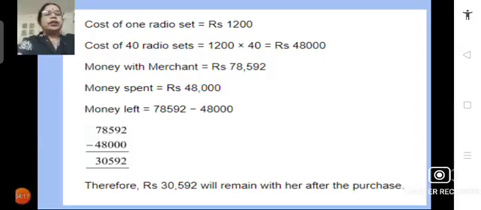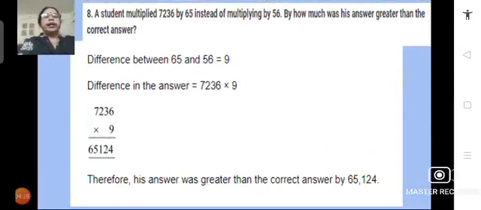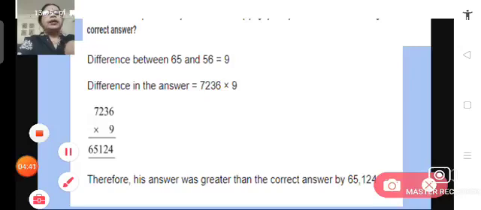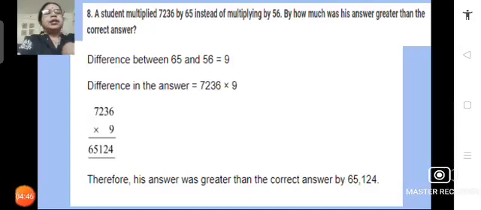Let's move on to the next problem, problem number 8. A student multiplied 7,236 by 65 instead of multiplying by 56. By how much was his answer greater than the correct answer? So, the student had to multiply the number by 56, but he multiplied it by 65. So, how much is his answer greater than the correct answer? That we have to find out.